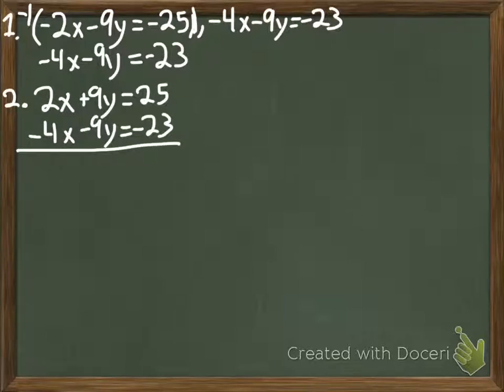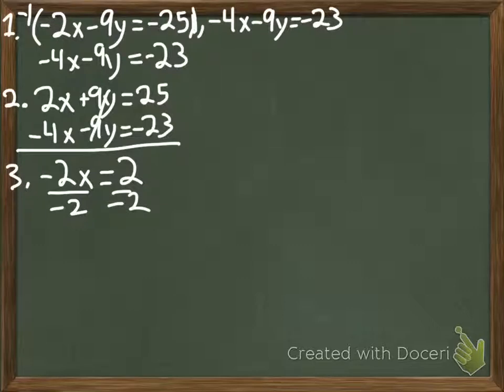Okay, now we can do step 3 and add. 2x minus 4x, negative 2x. We eliminate our 9y's. That equals 2. Divide by negative 2. We get x equals negative 1. And now, after step 2, it just becomes an equation like we had before, except here, plug into an original.